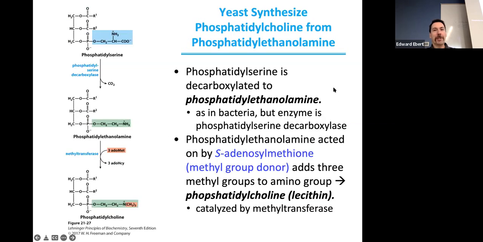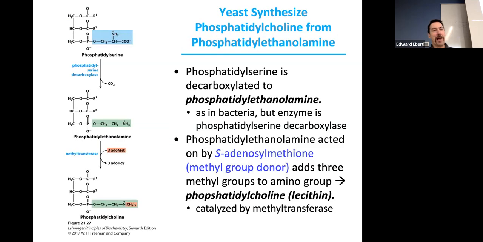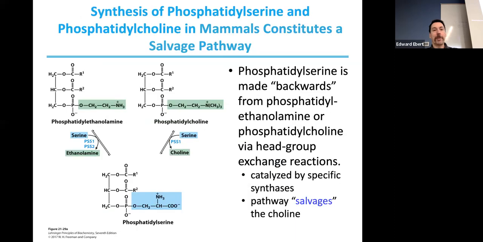If we look at yeast, it can make phosphatidylcholine from phosphatidylethanolamine. I'm not going to emphasize this. I just want you to know that there are various enzymes and strategies across organisms that are going to make these phospholipids and attach various head groups on there.